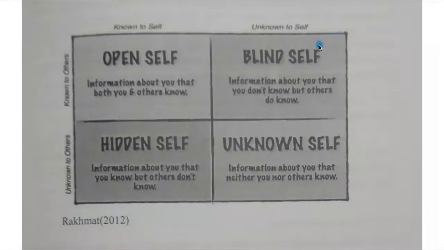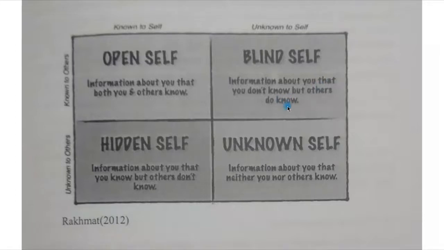And then the next quarter is unknown to ourselves but known to others. Other people know but we don't know. Blind self: information that you don't know but others do know.